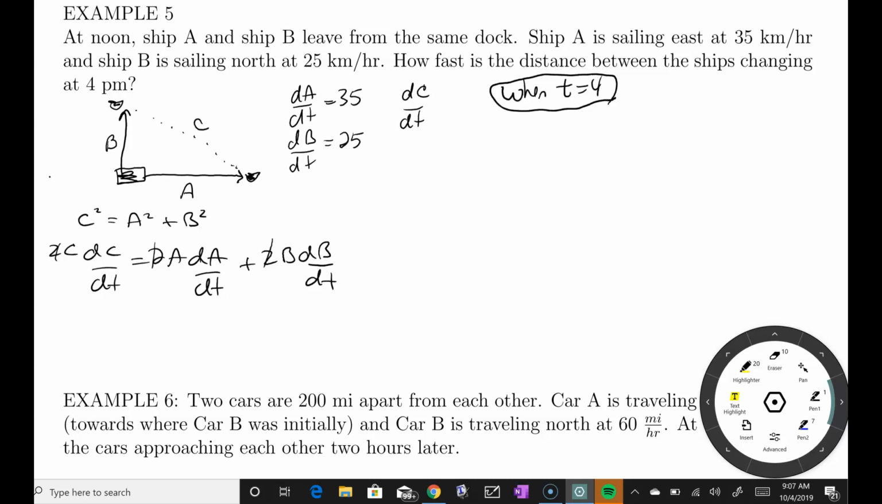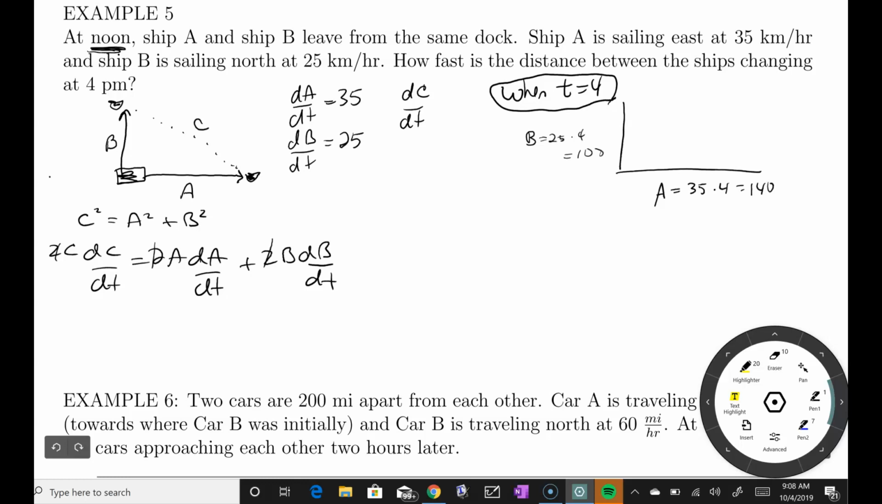So when t equals 4, I have to go back and look and say, oh yes, it started at noon, so 4 o'clock meant t equals 4. So I'm going to draw my picture again and figure out what this side length A is going to be. Side length A is 35 kilometers per hour times 4 hours, which is 140 kilometers. And side length B is 25 kilometers per hour times 4 hours, so that's 100.